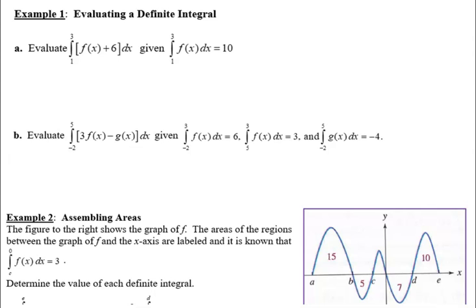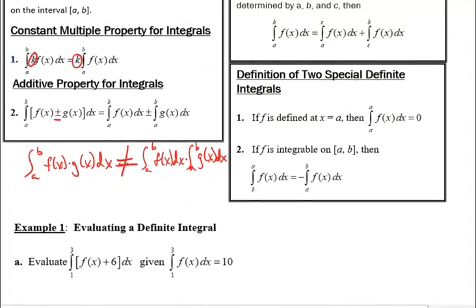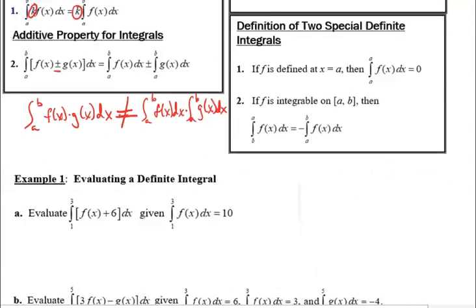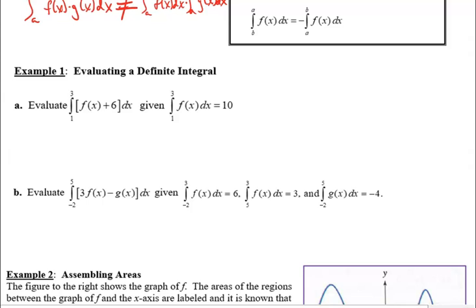So these are the examples for 6.6. And remember, we are using the properties that we discussed up here. Okay, so the first one, we're looking for the integral from 1 to 3 of f of x plus 6 dx, and we do know the integral from 1 to 3 of f of x dx is equal to 10. So I don't need to know what the graph of f of x looks like. I don't need to know an equation for f of x because I have this piece right here.